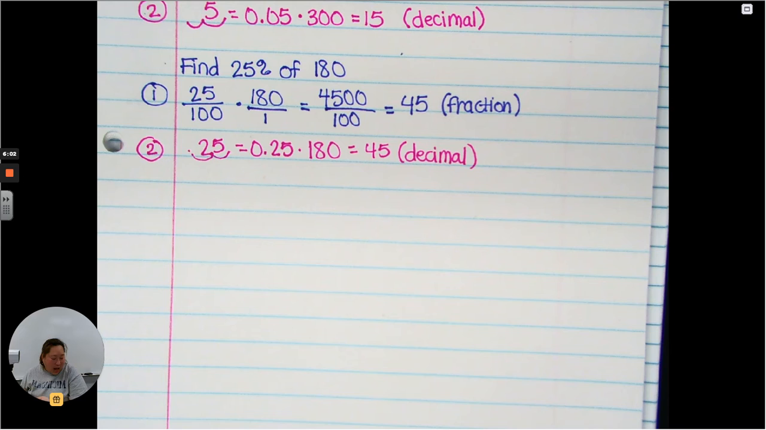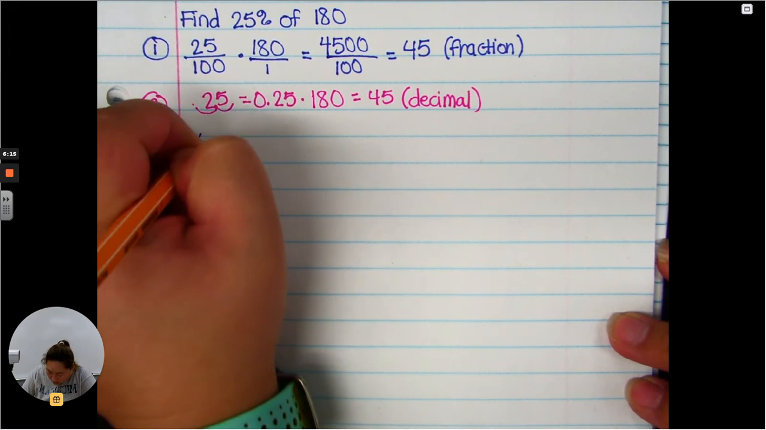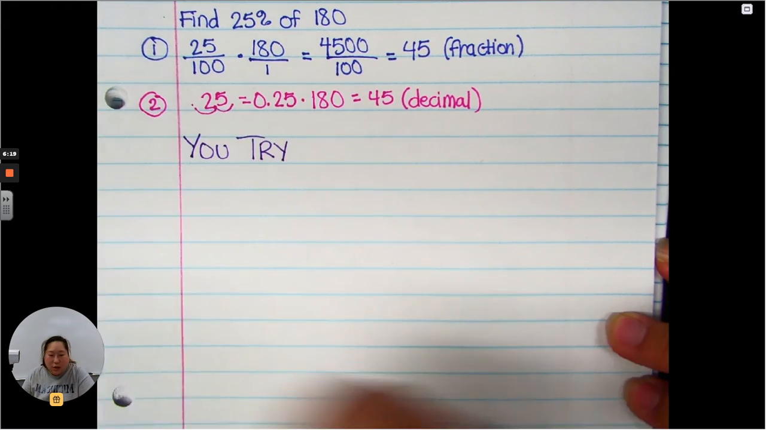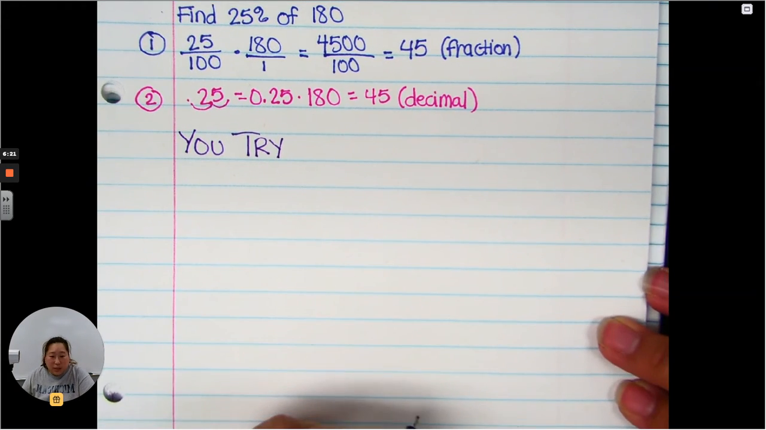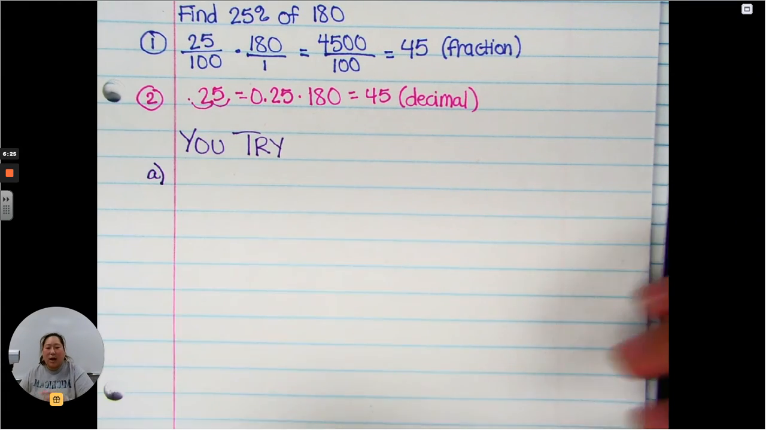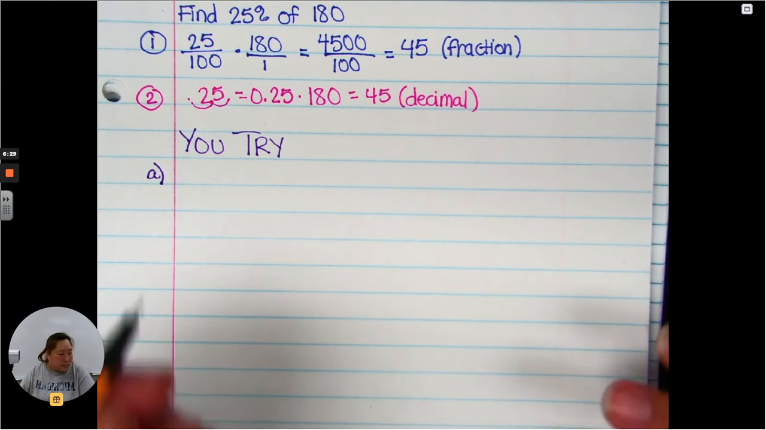I know you guys love these. I want you to try some, okay? So let's see. Let's do this in purple. You know how much I love my colors. And this is what I call the you try portion. So what this means is that you're going to give this a try. So you're going to write down the problem, then pause the video. You can do it either as a fraction or as a decimal, your choice. Just pick one of them.